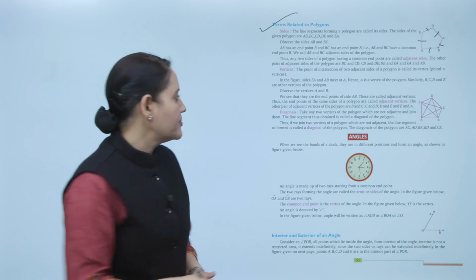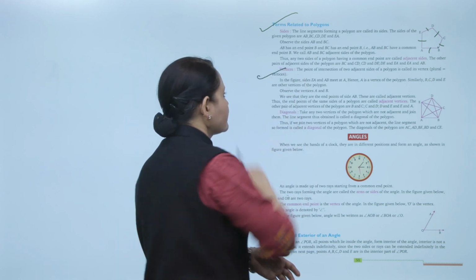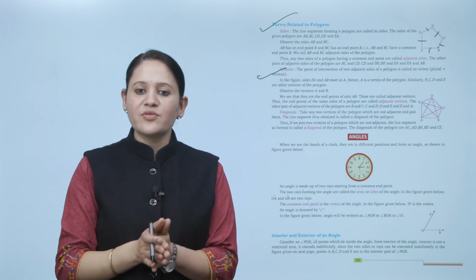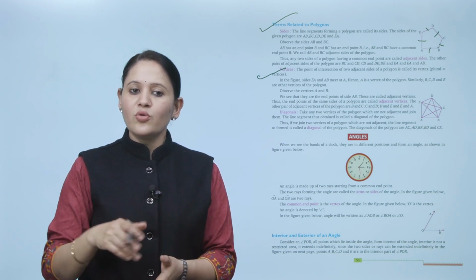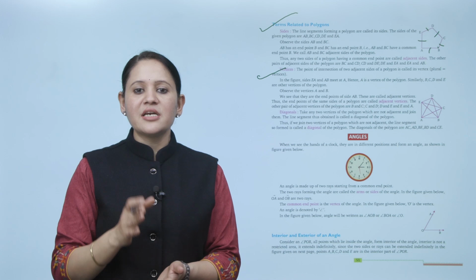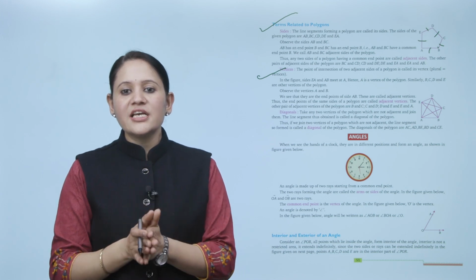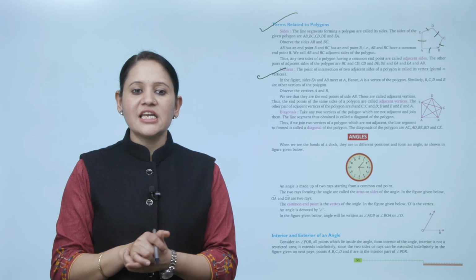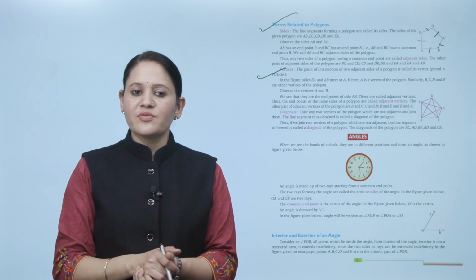Next is vertices. The point of intersection of two adjacent sides of the polygon is called a vertex. Plural is vertices. In the figure, sides EA and AB meet at point A. So A is the vertex of the polygon. Similarly, B, C, D and E are other vertices of the polygon.